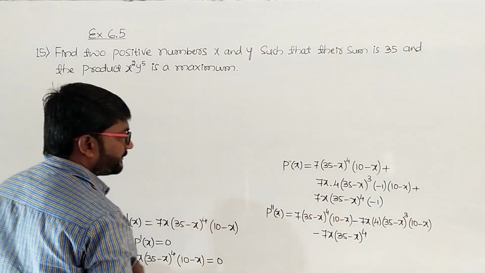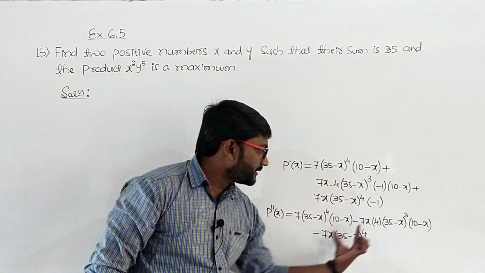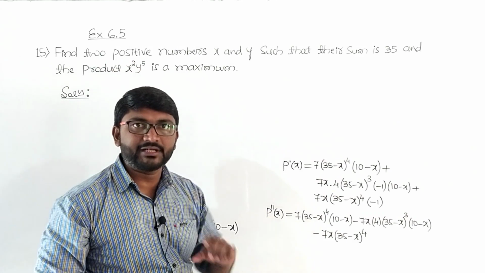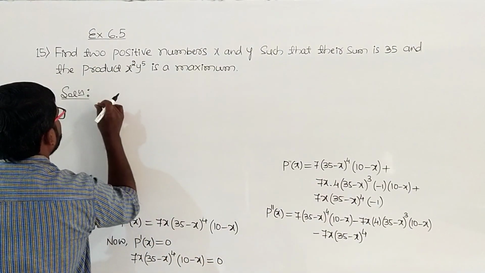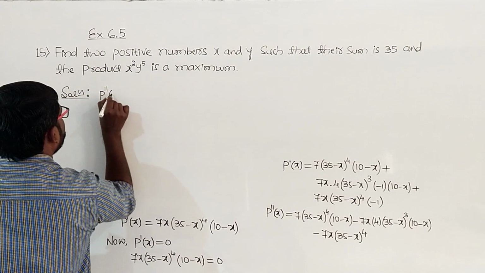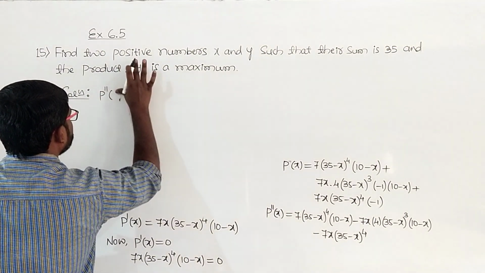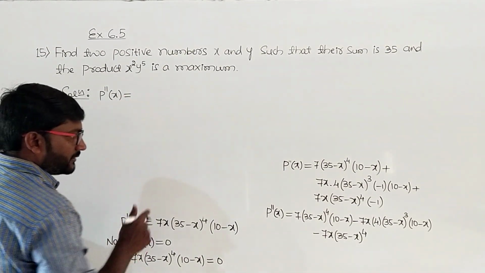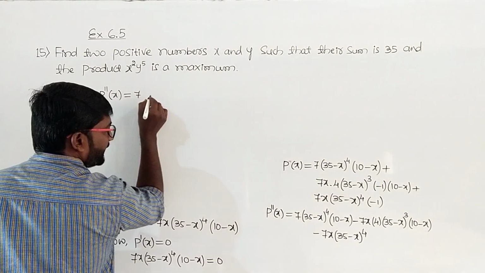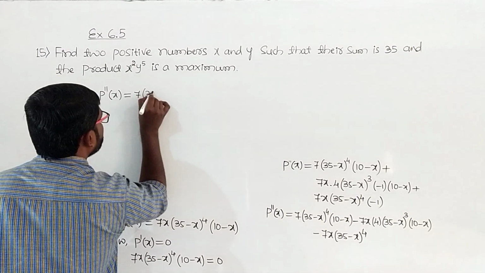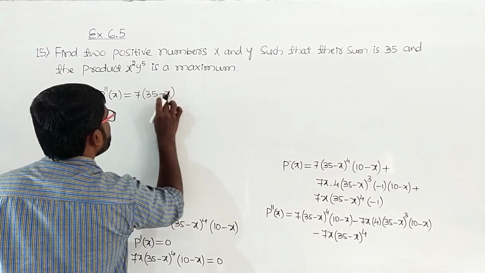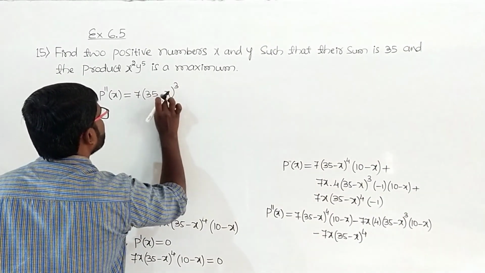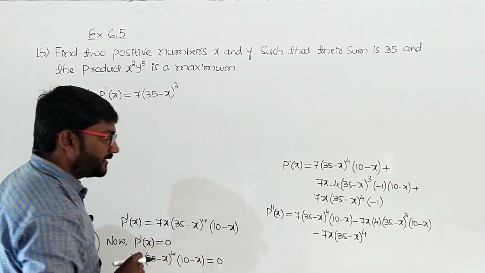So now continue from this step. Observe all the three terms now. What is the common term here? It is 7 times (35 minus x) the whole cube, that we can take common. P double dash of x is equal to 7 times (35 minus x) the whole cube.